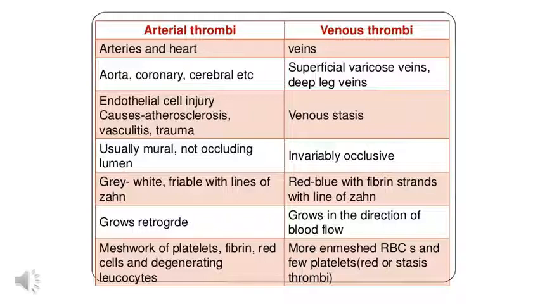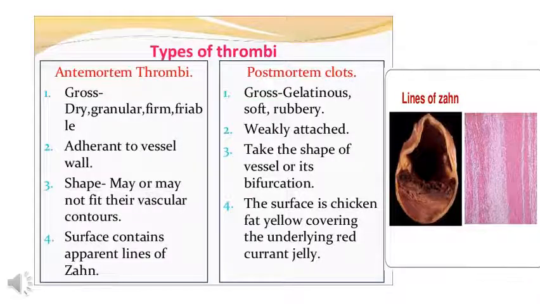I have already told you about endocarditis, infective and non-infective, which is written in your book. Another important thing we are going to discuss is the postmortem clot. Before starting it, you should observe the lines of Zahn: alternating light and dark lines. In the extreme right diagram you can observe light pink and dark pink alternating lines, and in the tissue section dark and light brown lines alternately. These are the lines of Zahn.